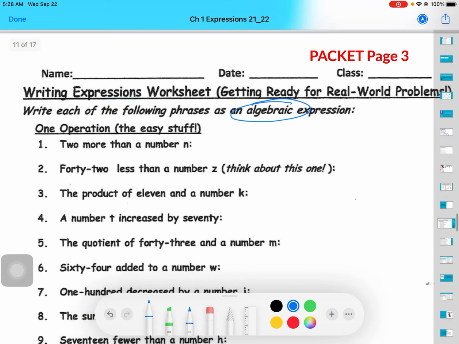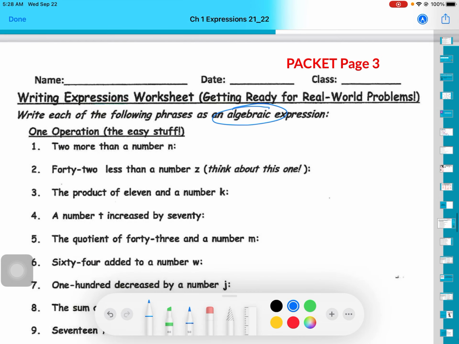We'll use that same coding to help us break apart the problem and be able to write the expression. So if I look at number 1, this is page 3 in your note packet, so you're going to want to find page 3 in your note packet. Remember, there's always a digital one posted in Google Classroom if you don't have the physical copy.